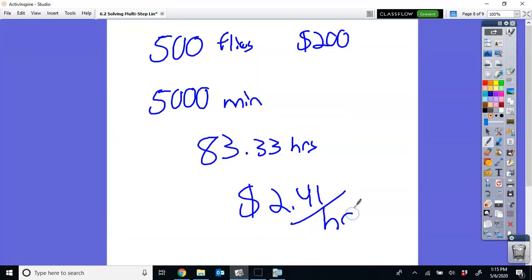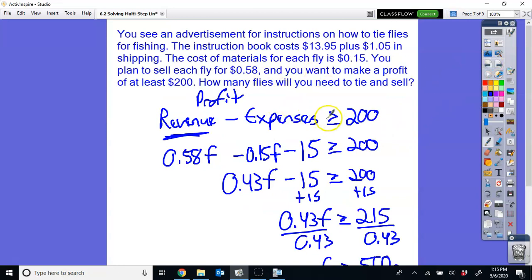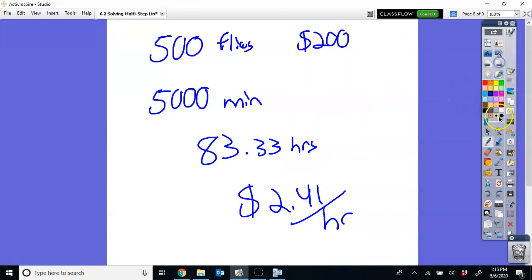Now, I don't know about you, but that's not a good rate. Now, if you enjoy tying flies for fishing, it's not a big deal, and you're like, it's just something I do in my leisure time, then whatever, that's fine, and maybe you're making some money that you wouldn't make before. But if you're expecting this to be a profitable job, you just screwed up, because $2.41 an hour is not going to get me a lot.